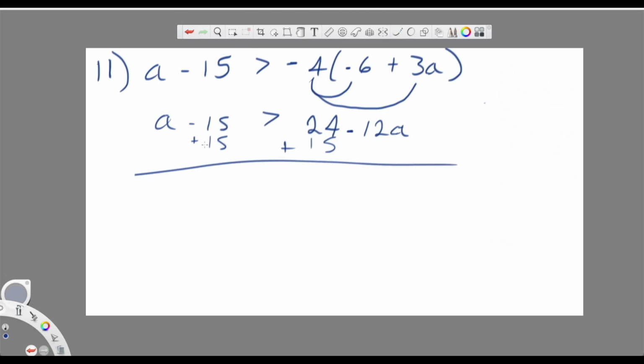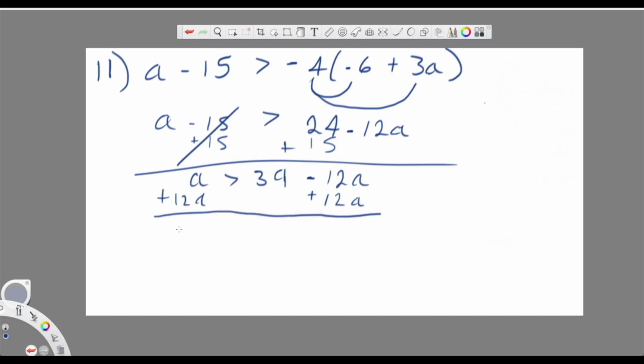Sorry, I was trying to get a somewhat straight line. And we're going to have a. These cancel out. We're going to drop the greater than sign. 24 plus 15 is 39 minus 12a. Now, we've already decided to have a on this side of the equation. So to get rid of 12a on that side, I'm going to add 12a to both sides. a plus 12a is 13a. Drop the greater than sign, and we're going to drop 39.